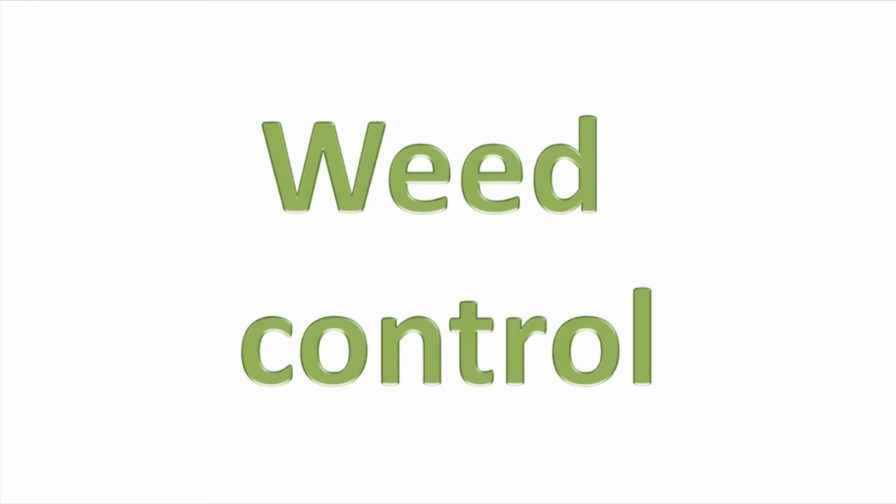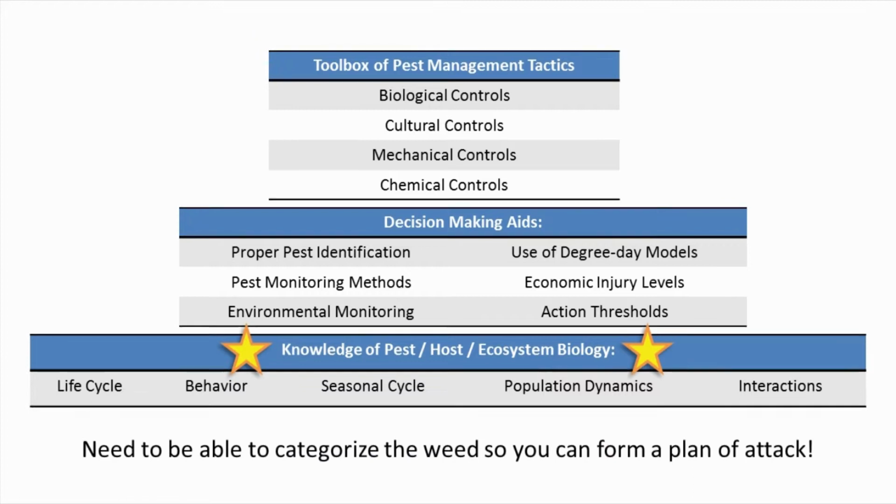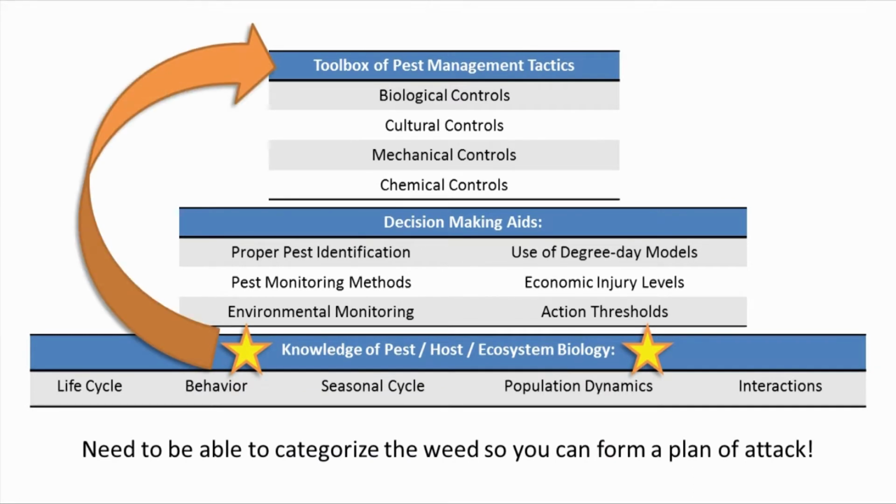Being able to categorize weeds as either annuals or perennials, and grass-like or broadleaf, is vitally important when selecting a method of weed management. To frame your thinking on weed control, let's refer back to the IPM triangle. You need to be able to categorize the weed you're dealing with in order to decide on a management tactic.